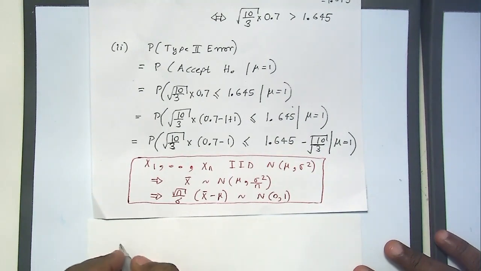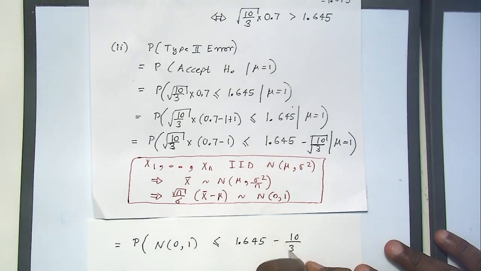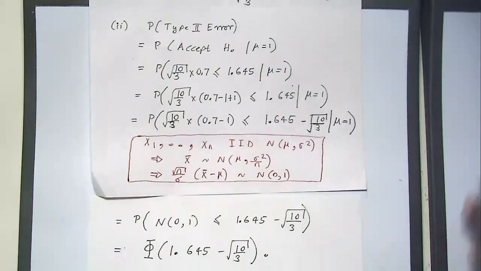So it follows that the probability of type 2 error is less than or equal to 1.645 times this, right? And this is simply phi, the CDF of the standard normal, at 1.645. Okay, so that's the answer to part 2.